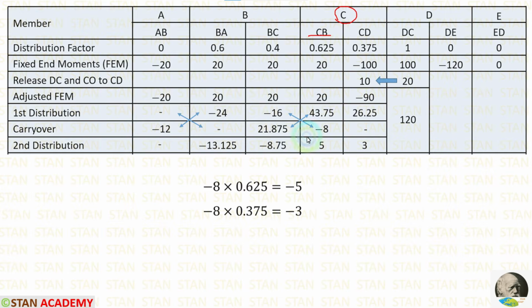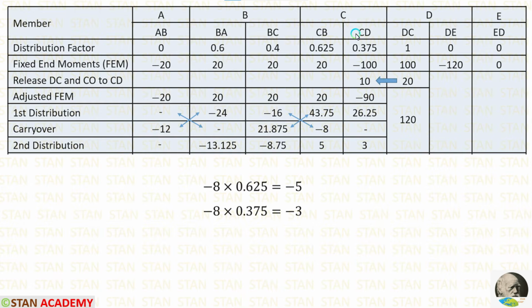For CB there is a value. For CD there is no value. So in the joint C also we can make the distribution very easily. Let us do the distribution for CB. For that we have to multiply this value with the distribution factor at CB. When we do that, we are getting a negative value. So we are entering inside the table as positive.